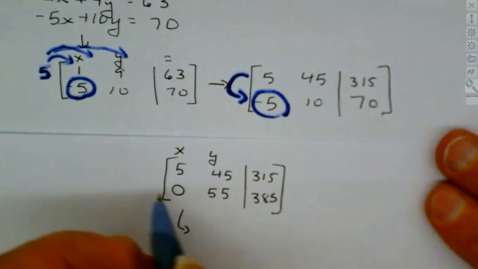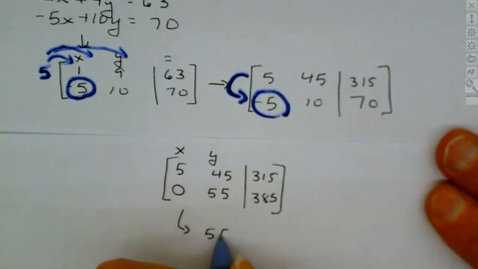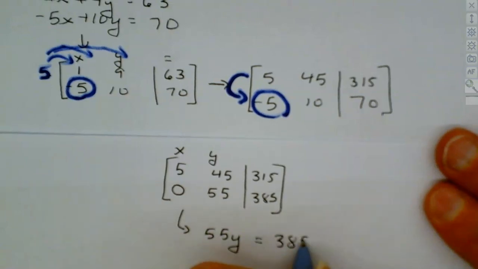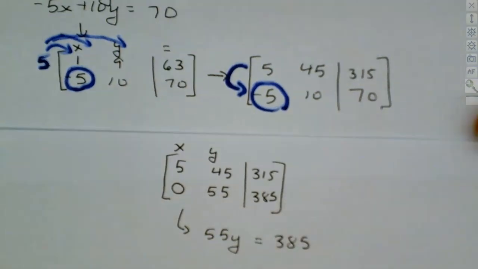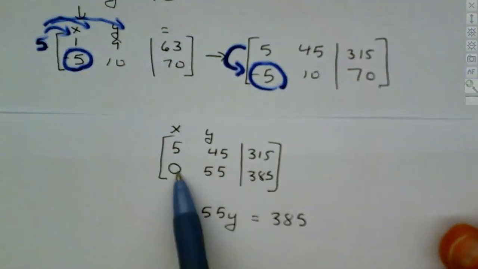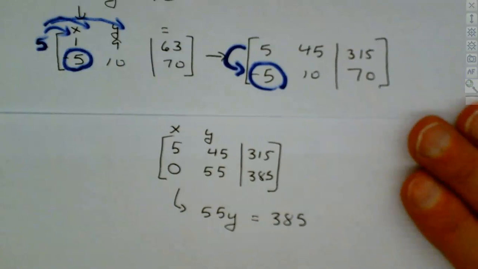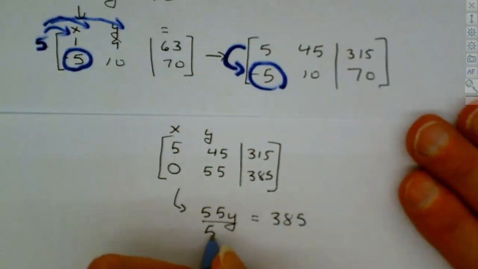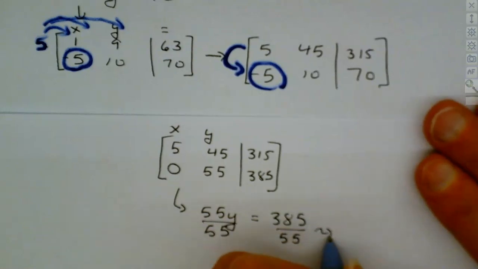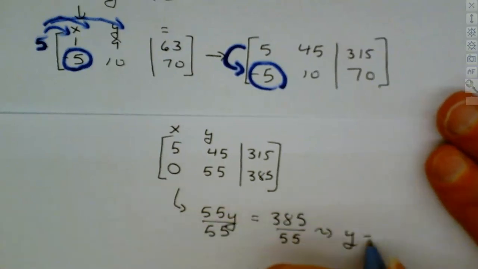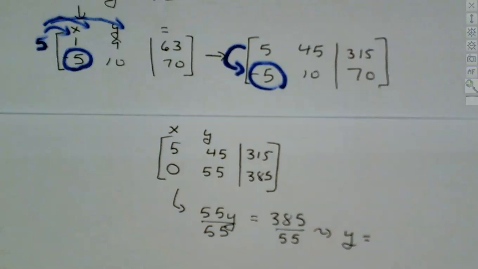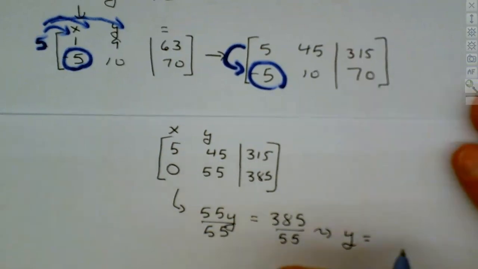Okay, what does my equation look like? From this row, it looks like 55y equals what? 385, doesn't it? That's what this is saying here. There's no x's, so it's gone. That's saying 55y equals 385. And you can finish this by dividing by what? 55. And that gives you y equals now what? Yep, I think it's going to be 7. And it should be a positive 7.